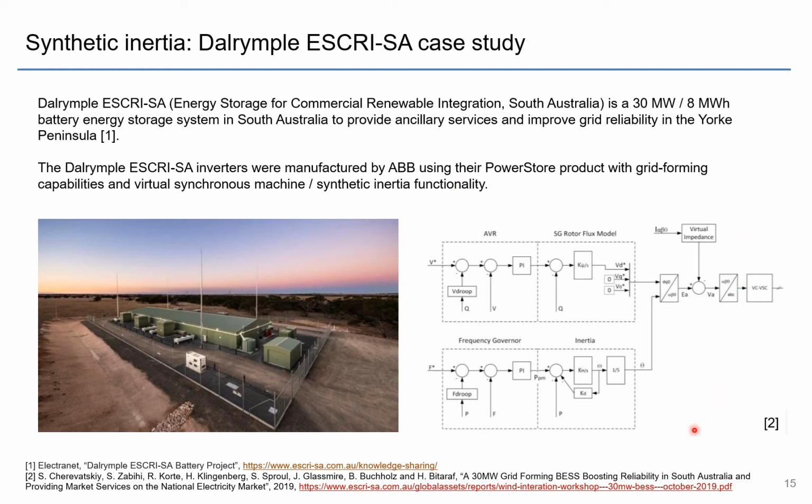The block diagram here explains roughly how it's put together. You have a frequency governor, which is more like the fast frequency response component, then an inertia block, which from here you can see looks a lot like the swing equation. Then you've got some voltage control loops, and then the inverter itself going out into the grid.